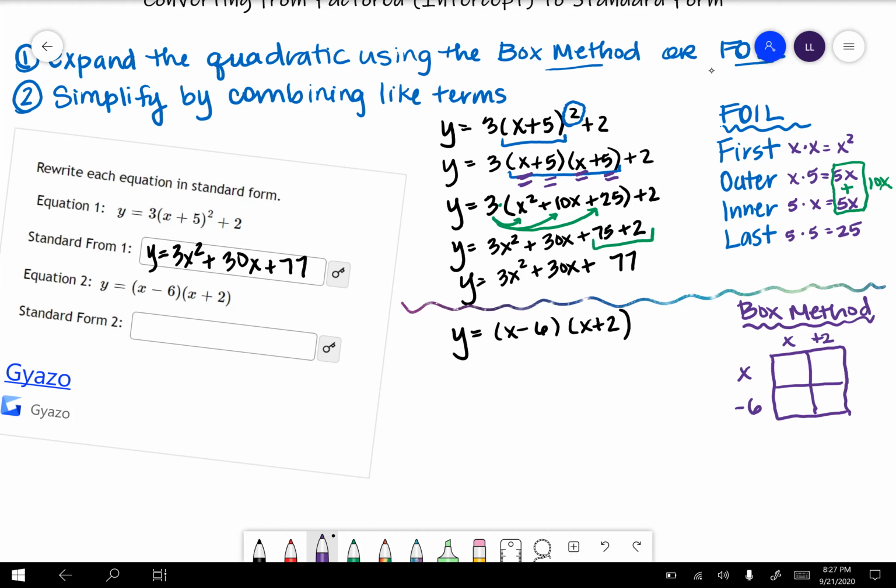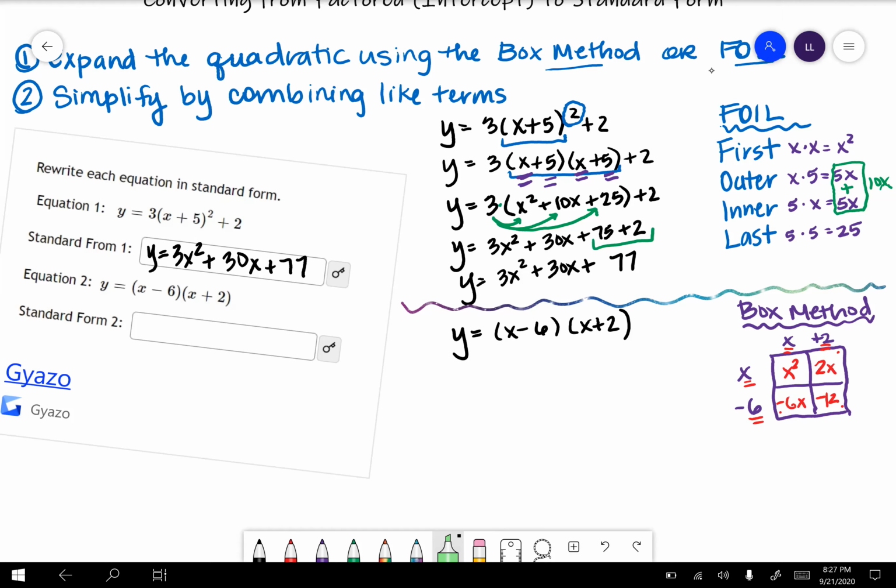And so what we're going to do is multiply the terms on the outside of the boxes here. So in this box, I'm going to multiply x times x, which gives me x squared. In this box, I'm going to multiply 2 times x, which gives me positive 2x. In this box, I'm going to multiply negative 6 and x, which gives me negative 6x. And in this box, I'm going to multiply negative 6 and positive 2, which gives me negative 12.